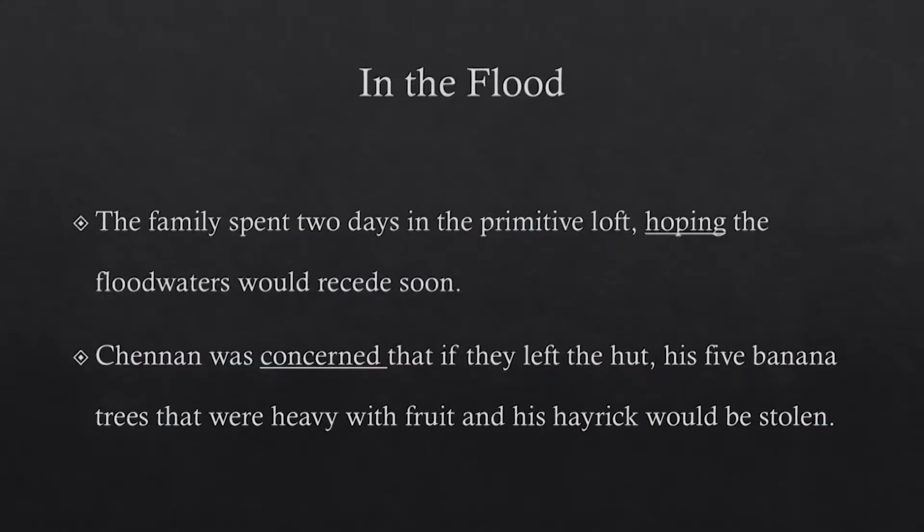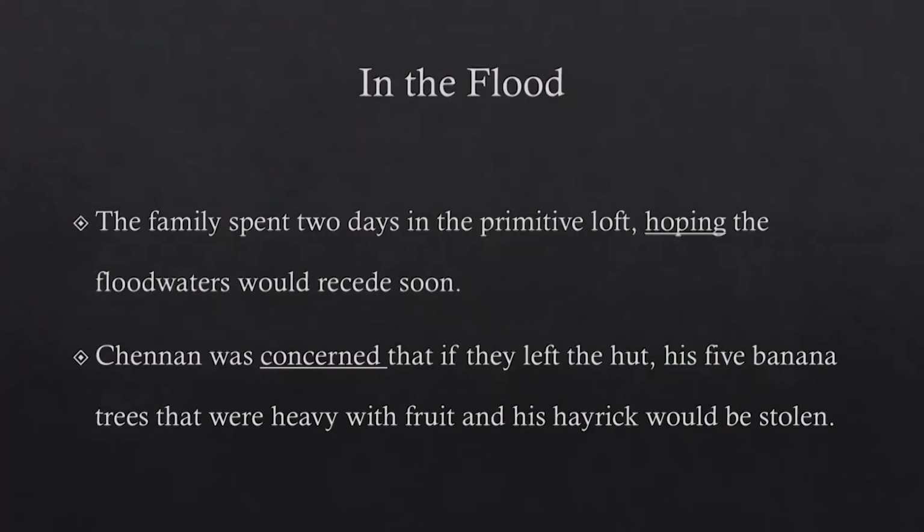Now, he also understands the emotional life of the family of Chenin, which is clear from the first line on the slide for you. The family spent 2 days in the primitive loft, hoping the flood waters would recede soon. So the hopes of the family are also understood by the narrator and communicated for the reader's benefit. The word hope gives you that indication. And the concerns of the head of the family, Chenin, are also understood by the narrator. He is aware of the hopes and desires and anticipations of Chenin as well. So this line gives you that information for us. Chenin was concerned that if they left the hut, his 5 banana trees that were heavy with fruit and his hay rick would be stolen. So the motivations for Chenin to stay on in this flooded home are also made clear through the narrator's information.